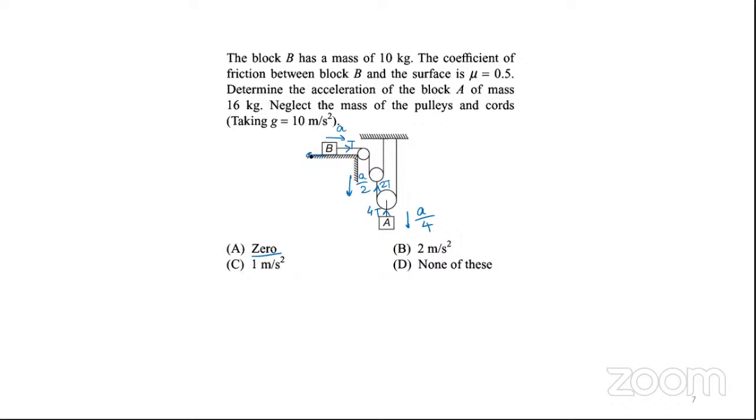So now here is acting a friction F. This gives us a relation T minus F equals mass of B, which is 10, so 10 into A. And for mass A, what is its mass? It is 16, into g, that is 10, minus 4T equals 16 into A by 4. Now this is 160 minus 4T equals 4A.